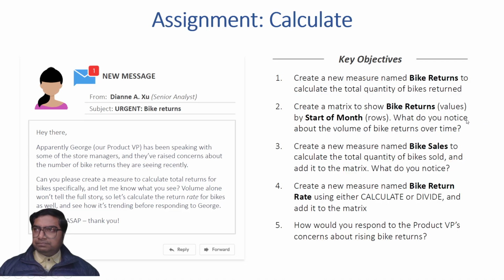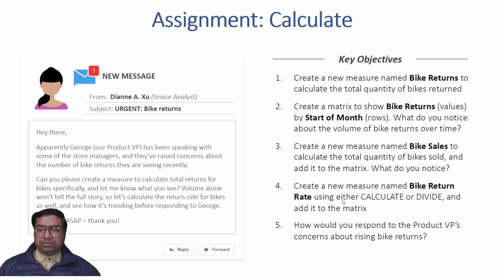What I need to solve: the first question is to create a new measure named bike return, calculating total quantity of the bike return, right? Second, show the bike returns by the starting of the month, right? And do you notice the volume of the bike returns over time? And third thing, a new measure bike sales, to calculate total quantity of the bike sold, and add it to the matrix, right? And notice what our function is.